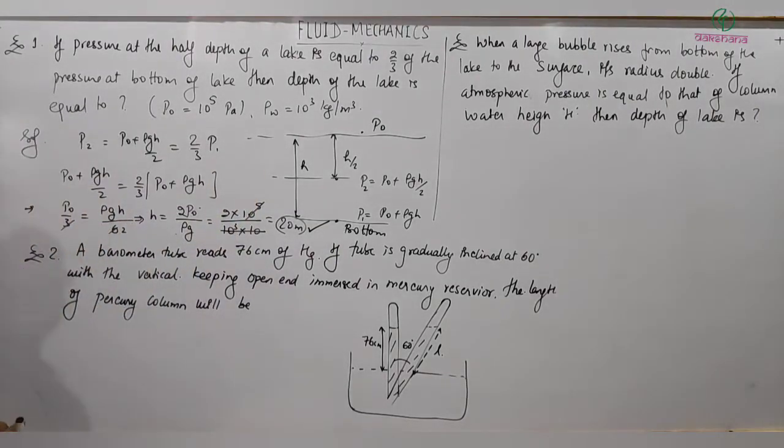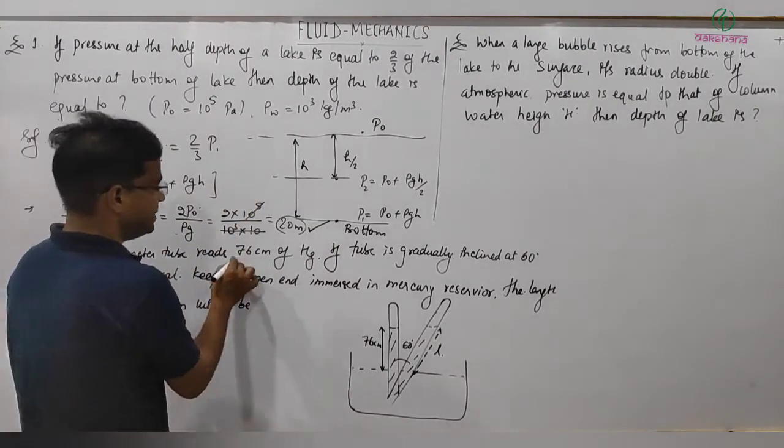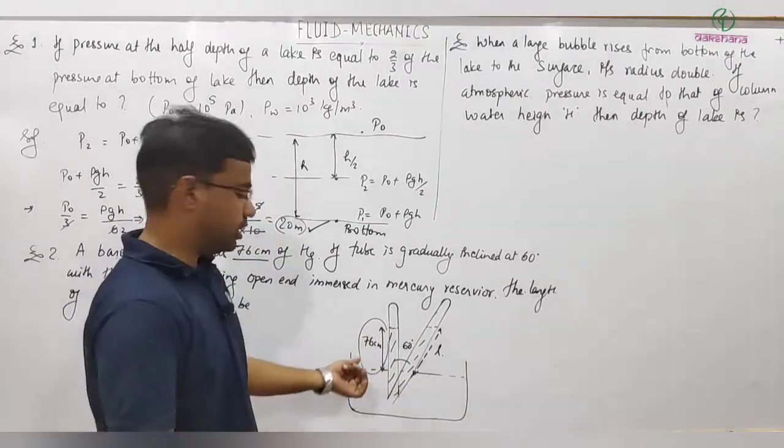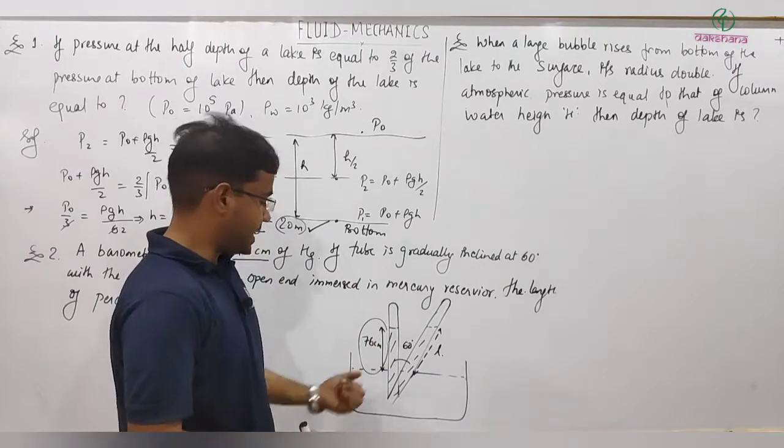Question number 2: a barometer tube reads 76 centimeter of height. This means the height of the mercury column in the barometer tube is 76 centimeter Hg.